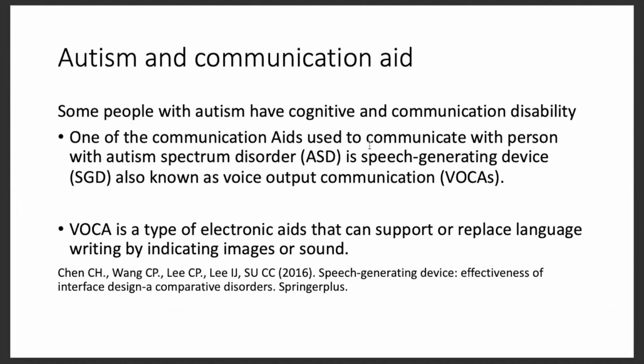One of the communication aids used to communicate with a person with autism spectrum disorder is a speech generating device, also known as voice output communication aid. A voice output communication aid is a type of electronic aid that can be used to support or replace written language by indicating images or sounds. So it's a bit similar to the devices that are used for a stroke patient.